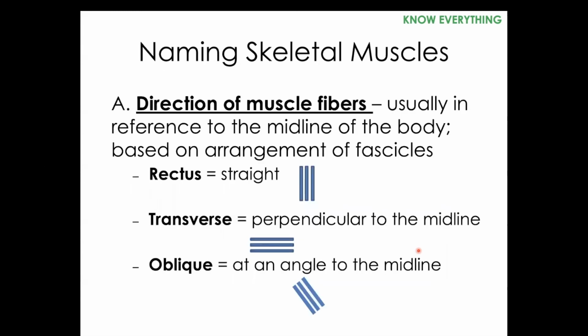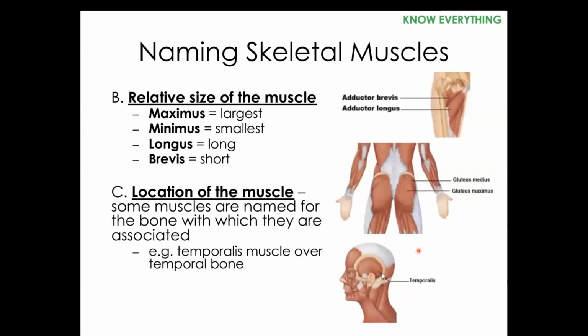Then now we'll go over how muscles are named. So muscles are named in a few ways. One is based on the direction of the muscle, which is usually in reference to the midline and based on the arrangement of the fascicles. So rectus muscles are straight up and down. Transverse muscles are perpendicular to the midline, so they run across. And oblique muscles are at an angle to the midline.